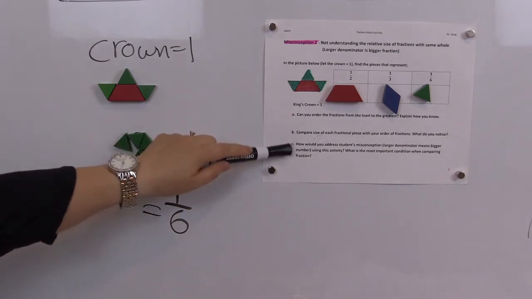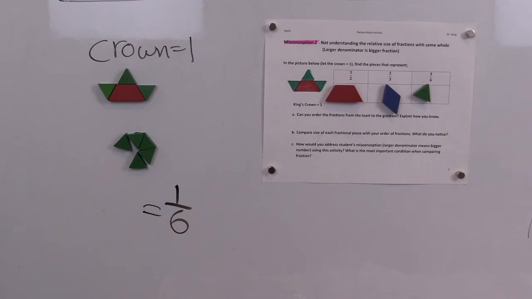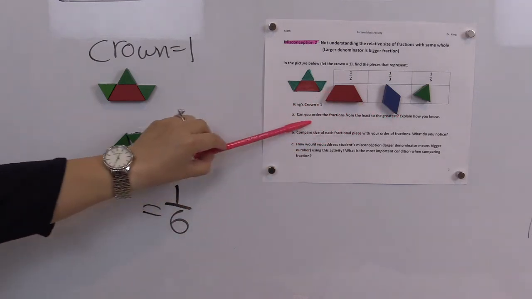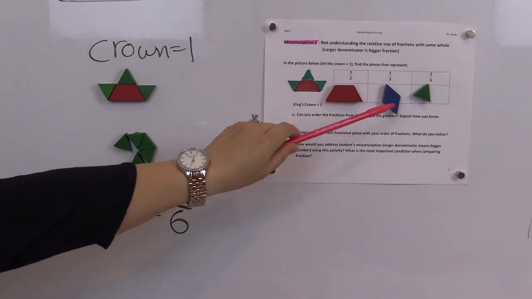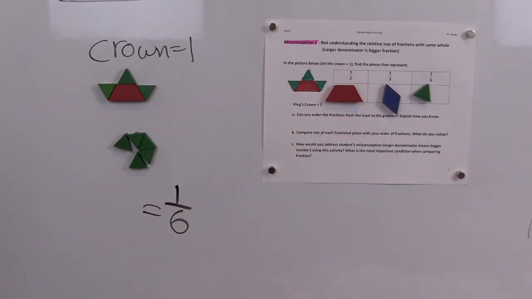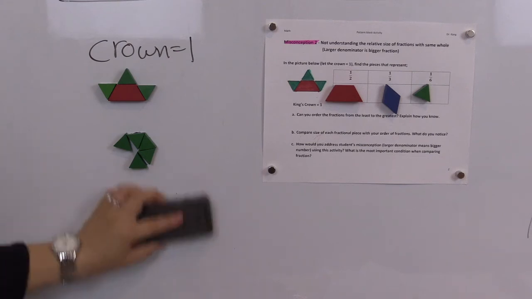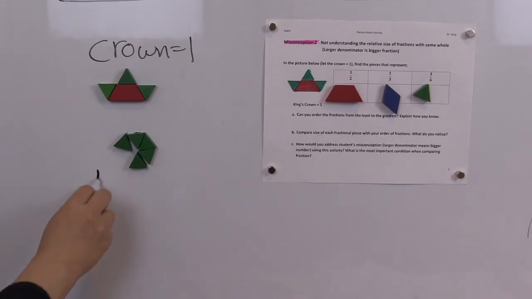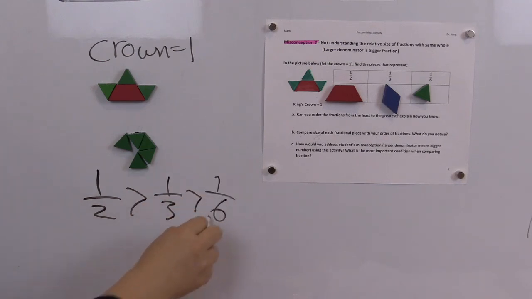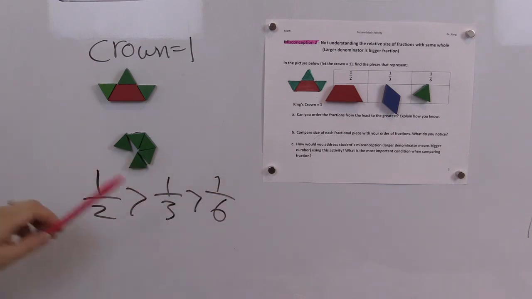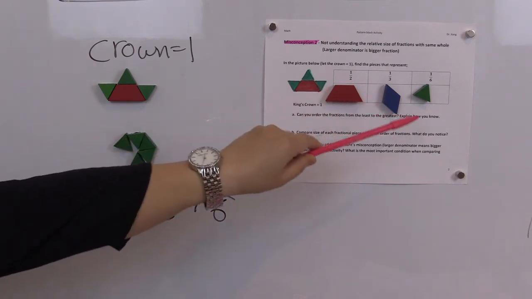So there's a question to think about. Can you order the fractions from the least to the greatest? Explain how you know. When you look at the size of the fractions here, which one is the biggest in size? Looks like 1/2 is the biggest, 1/3 is the next one, and 1/6 looks like the smallest. So kids can see it here. So I know that 1/2 is the largest, and 1/3 is next, and 1/6 is next. So kids can order the fractions here, and they can also visualize the size of each fraction.